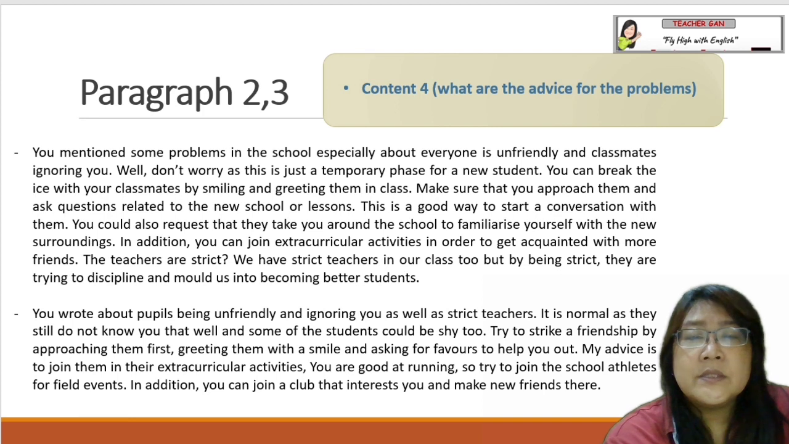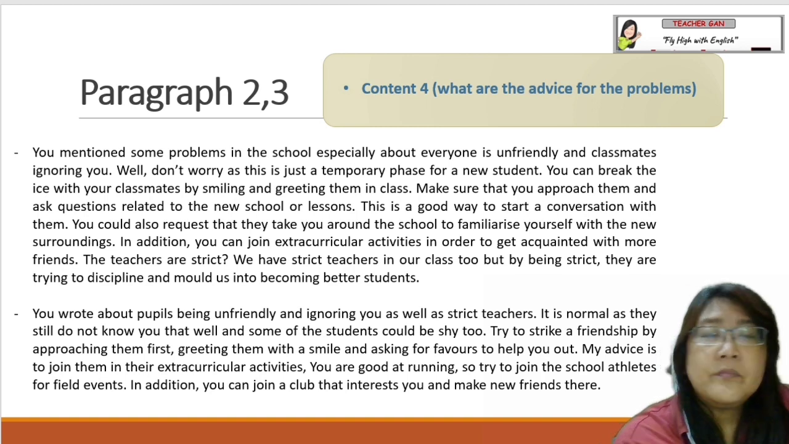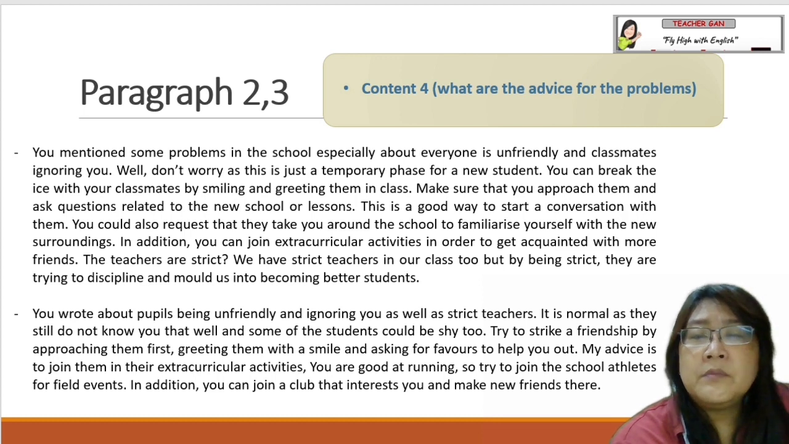We have strict teachers in our class too, but by being strict, they are trying to discipline and mold us into becoming better students. Or you can write a shorter paragraph example. You wrote about pupils being unfriendly and ignoring you, as well as strict teachers. It is normal, as they still do not know you that well, and some of the students could be shy too. Try to strike a friendship by approaching them first, greeting them with a smile and asking for favors to help you out. My advice is to join them in their extracurricular activities.